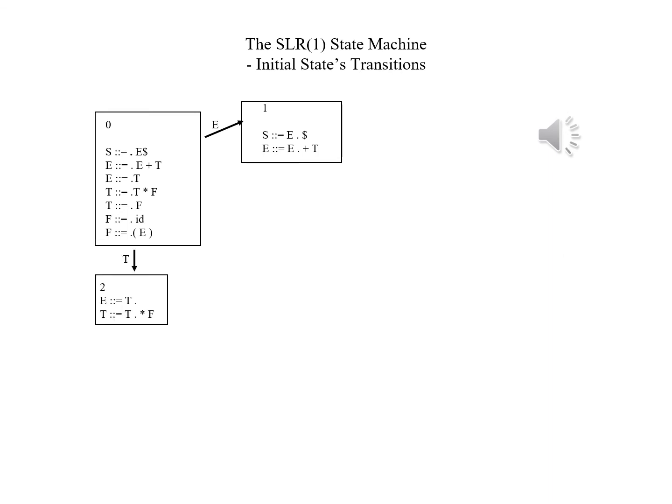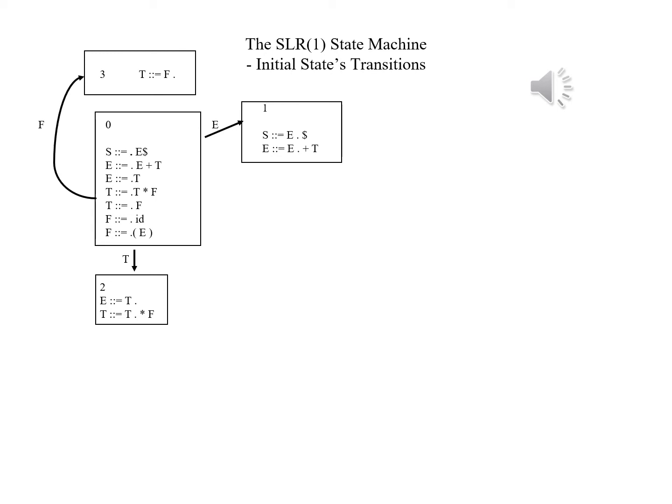Now let's deal with the transition past T, where before I had E derives dot T, I now have E derives T dot. Before I had T derives dot T times F, now I have T derives T dot times F. The first item is a final item. I've traversed through everything that I had there. However, in the second case, I still have two variables to traverse past. This is an example of a shift-reduce conflict, actually the one that we had seen earlier.